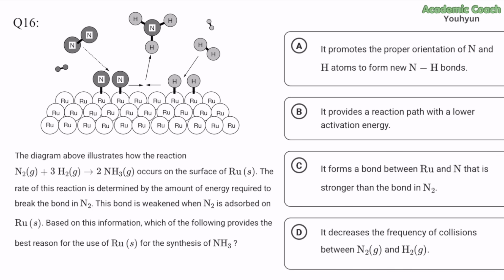Question number 16. The diagram above illustrates how the reaction N2 plus 3H2 produces 2NH3 occurs on the surface of ruthenium. The rate of this reaction is determined by the amount of energy required to break the bond in N2. This bond is weakened when N2 is absorbed on ruthenium. Based on this information, which of the following provides the best reason for the use of ruthenium for the synthesis of NH3? So we know that ruthenium is the catalyst here, and catalyst lowers activation energy by providing an alternative pathway.